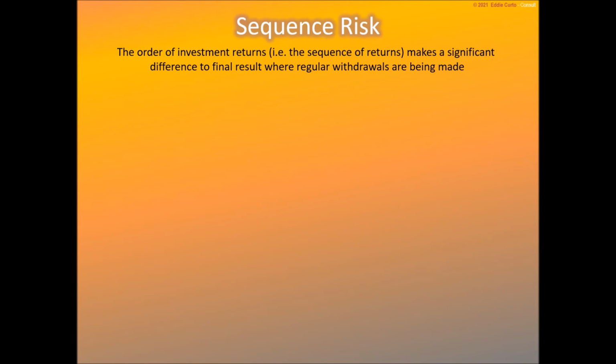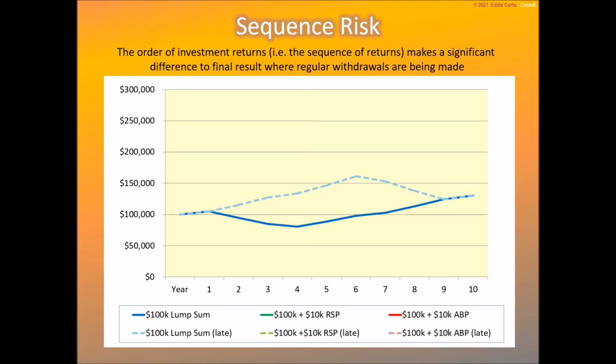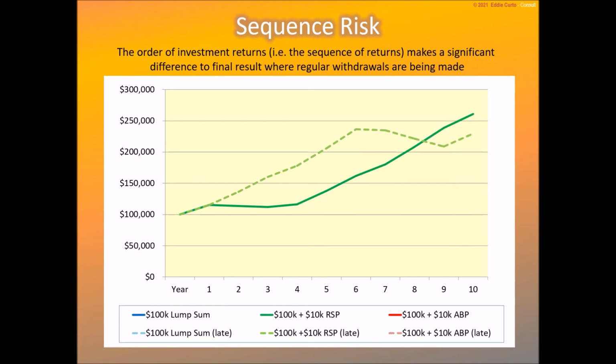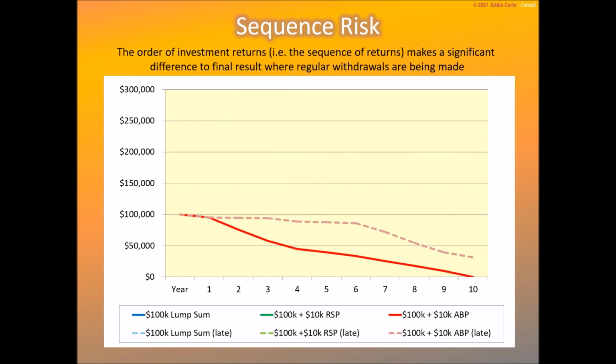This same data graphically, we can see with the blue lines, the lump sum ends up in the same result. With the green lines, the dotted line representing a late sequence of negative returns has a negative effect compared to an early sequence of negative returns. And now let's look at the red lines, with the solid line being an early sequence of negative returns, depleting the portfolio, whereas a late sequence of negative returns, leaving the portfolio with $30,000 at the end of the period.